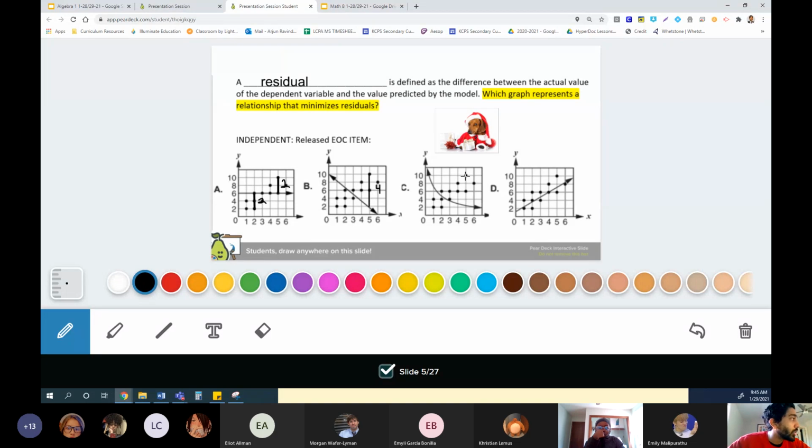We're looking for the furthest point away. This one is like 3.5. I don't know, 4. Looks like about 4. That's a residual of 4. This one, the furthest one away is this, and it's only 1.5. So which graph minimizes residuals? It's D, which most of you answered on Pear Deck already. It's pretty straightforward, especially if you just think about minimizing residuals just means a graph that has the line of best fit, and it's an actual line of best fit.